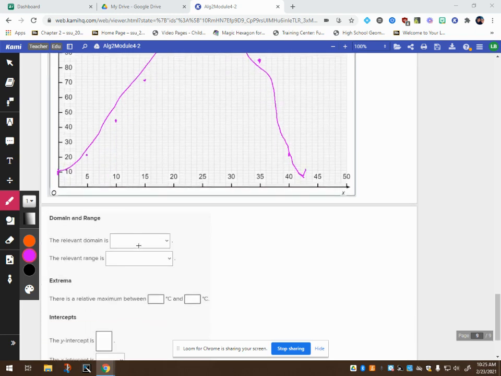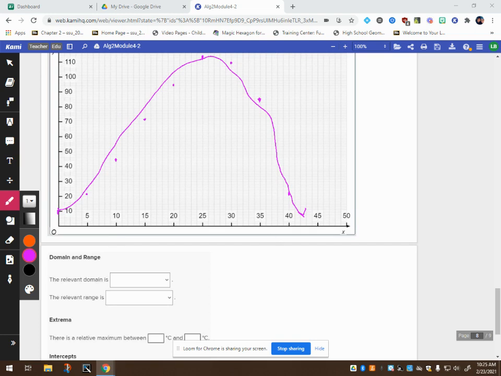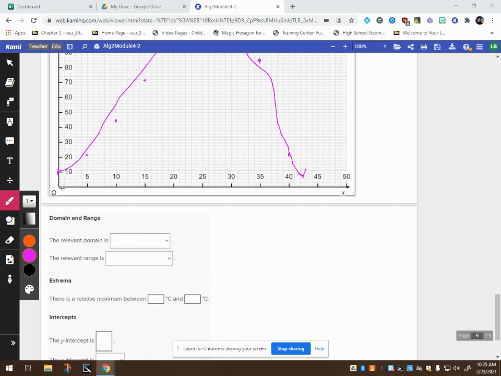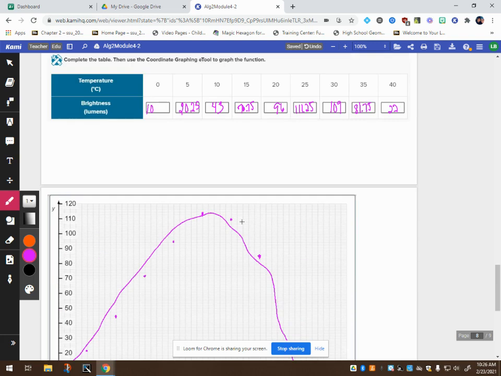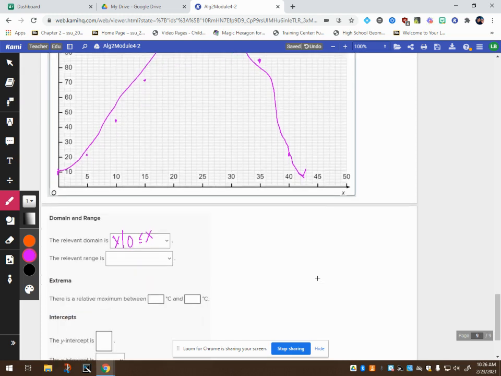Okay, so what is the relevant domain here? Well, the relevant domain could really be all real numbers. But considering the fact that a firefly probably isn't going to be alive in temperatures much lower than 0 degrees Celsius, we're just going to focus in on the temperatures that it gives us. So my relevant domain for this is x such that x is between 0 and, at this point, we went up to, what was it, 40, we'll just say 40. So my x values are from 0 up to around 40.